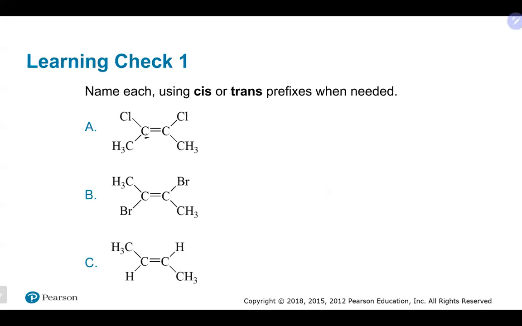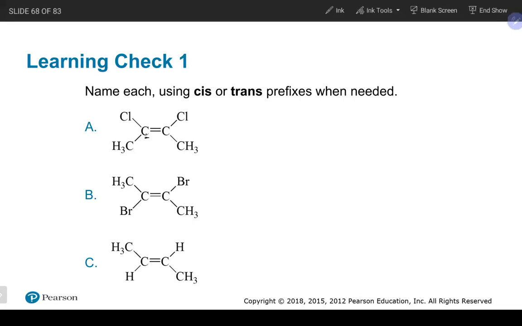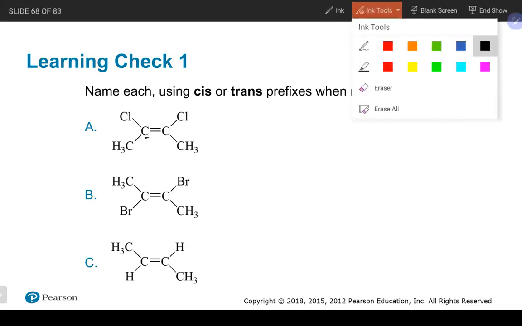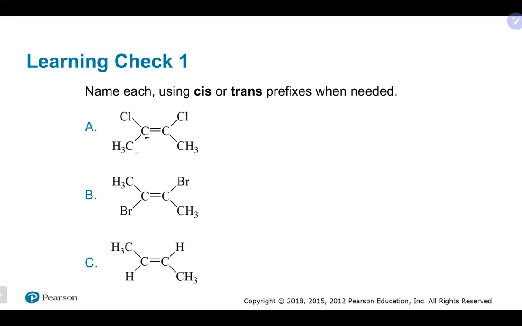So let's name each of these and also decide cis or trans for them. Different, which is good. That and that is different, which is good. And we have a chlorine and a chlorine, which are the same. And we have a methyl group and a methyl group, which are the same. You could choose either one to look at. They are both on the same side. So that should be a cis in this case.